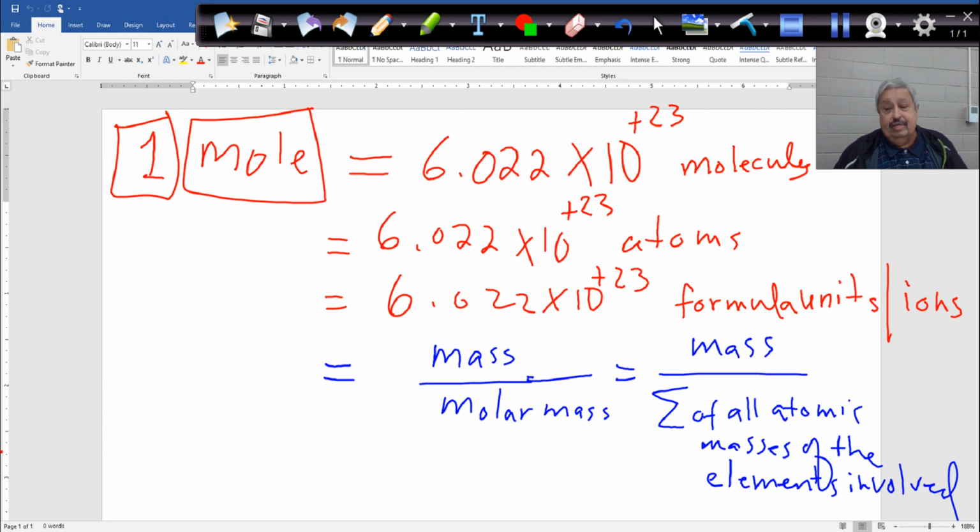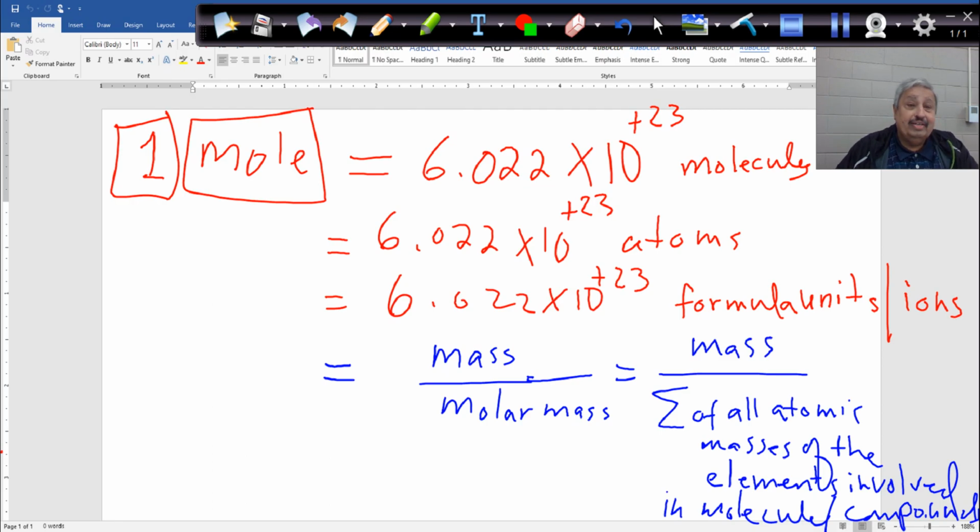Okay, guys, so that's the definition of the molar mass. What's the molar mass? Molar mass is the sum of all atomic masses of all the elements involved in the compound, in the molecule or compounds here. Okay, guys, can we extend this one further? Somebody tell me what's the definition of a mole.